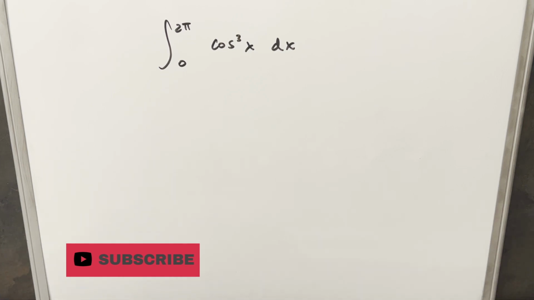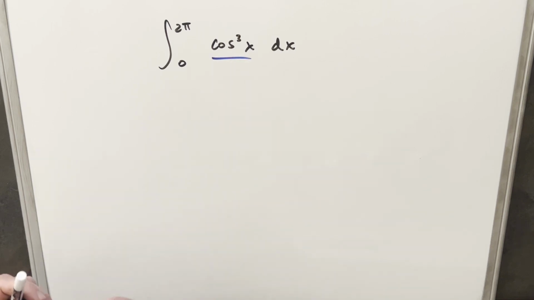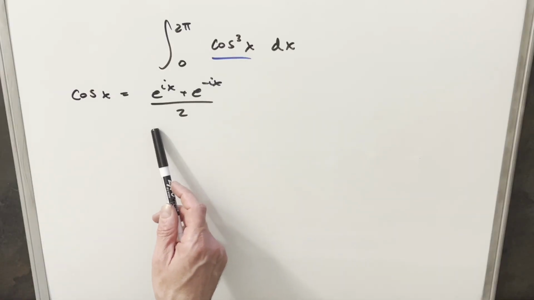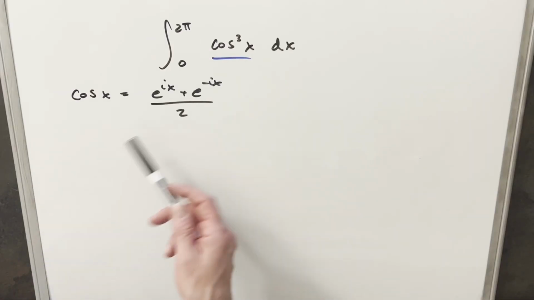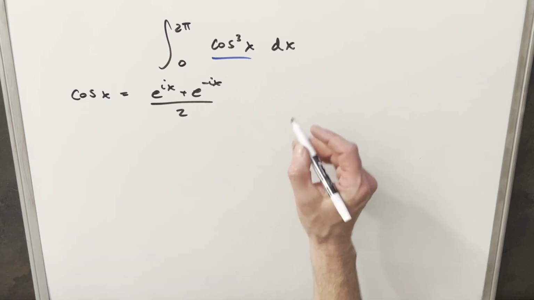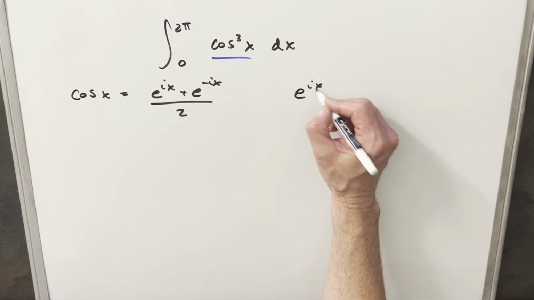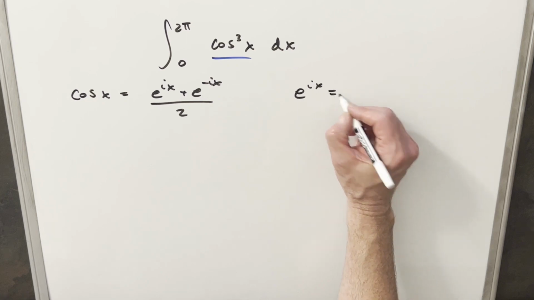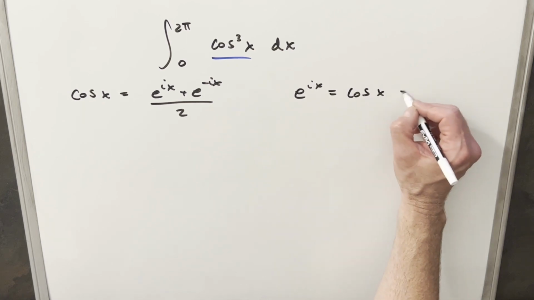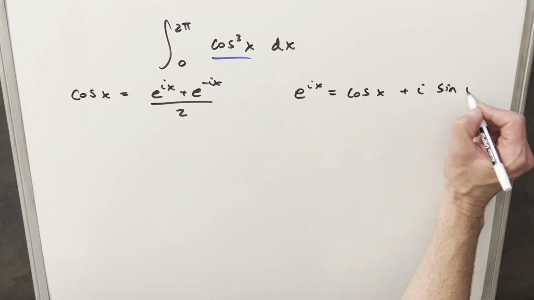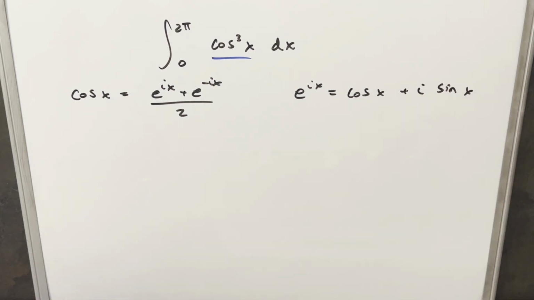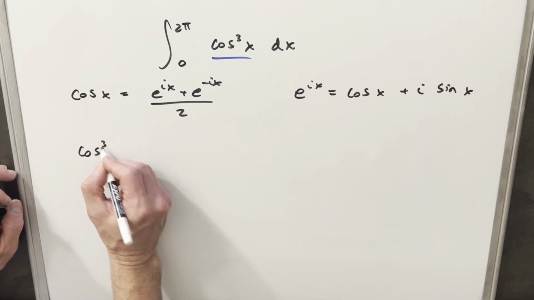And so what I wanted to do is look at this using the complex definition for cosine. So we have here on the board the complex definition for cosine, and this is easily derived from Euler's formula. If you're not familiar with Euler's formula, it just says e to the ix is equal to cosine x plus i sine x. So given this definition, let's look at what happens if we have cosine cubed of x.